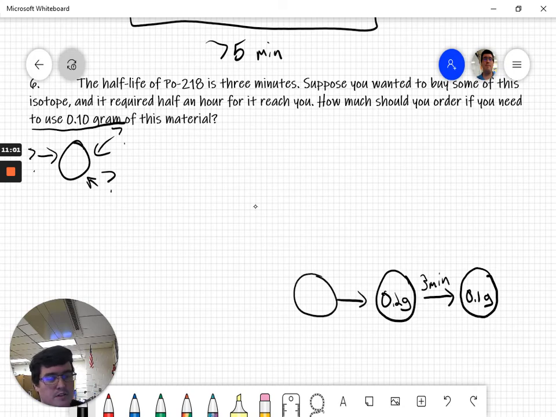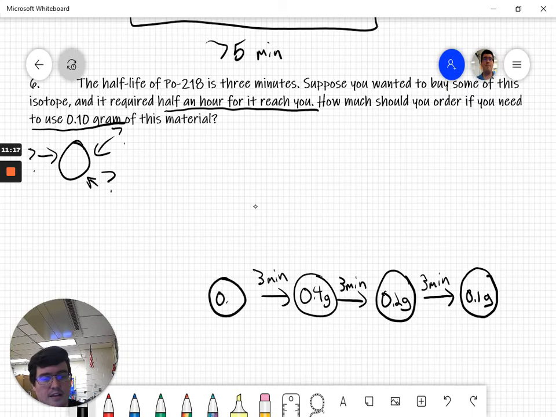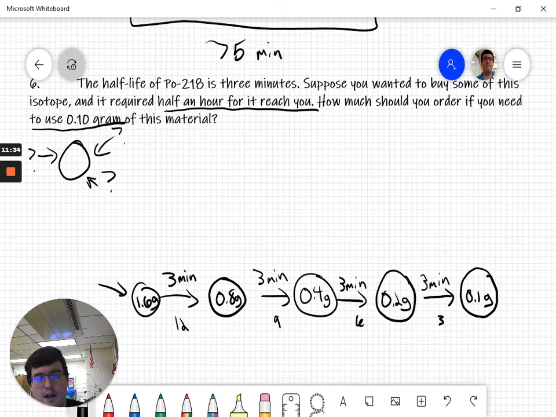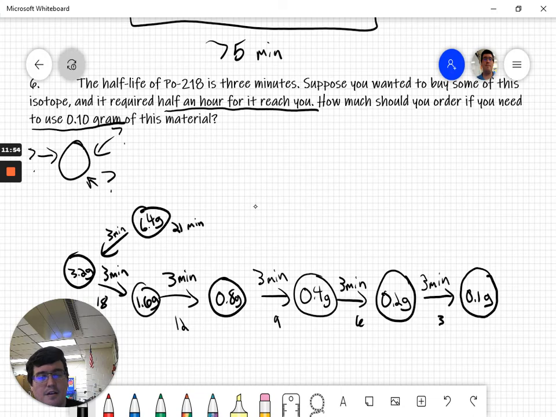So we're going to just keep building backwards. 0.4 grams. Now we're up to 6 minutes. How far do we need to go? Well, it says half an hour for it to reach you. So we need to go up to 30 minutes. So 3 minutes here. That's 9, 12. It might help to keep track of how many minutes it's been. I'm going to keep track of how many minutes it's been down here on the bottom. 1.6 grams. This one is 18 minutes. 3.2 grams. We're going to go back this way a little bit. 6.4 grams. That's 21 minutes later. Back again, 3 more minutes for 24 minutes.